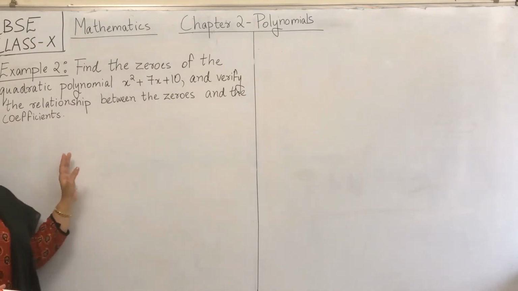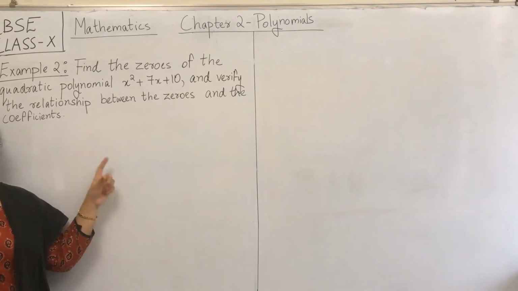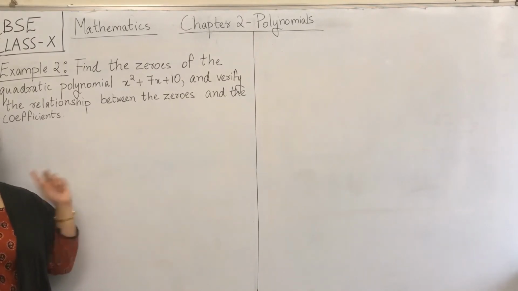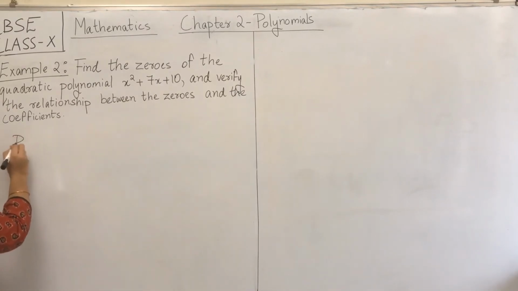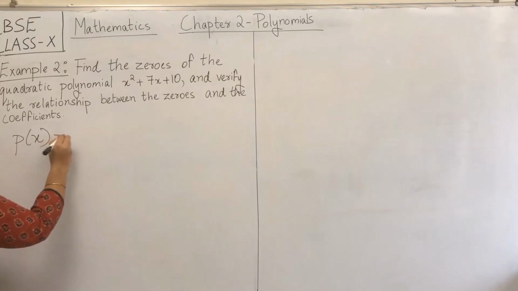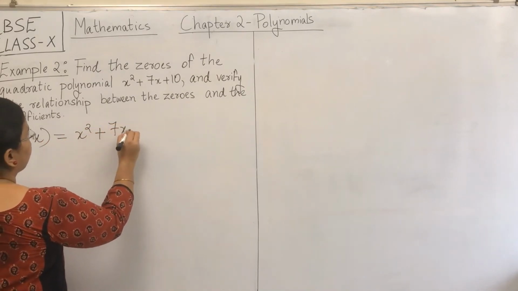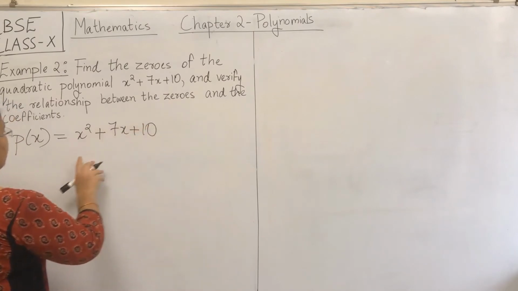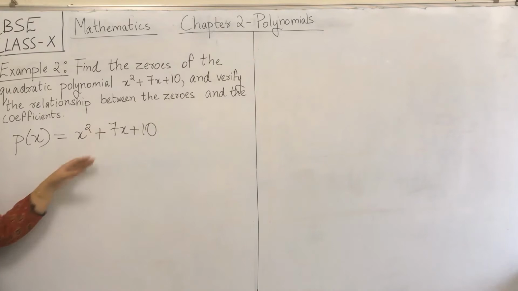Here, firstly we need to find the zeros. Next, we have to state the relationship between the coefficients and the zeros. So firstly we can write p of x that's given. It is x square plus 7x plus 10. Now we can compare this given quadratic polynomial with the general form.